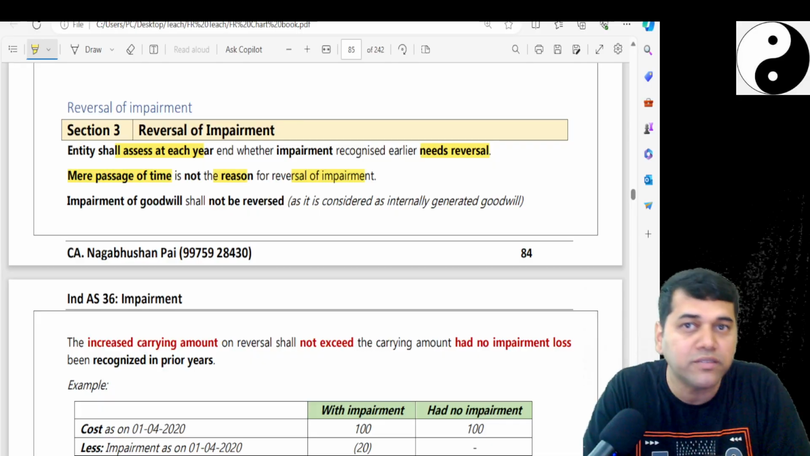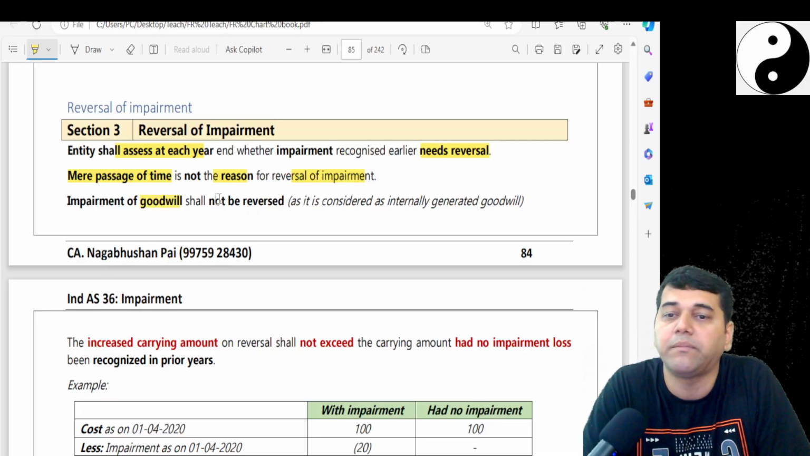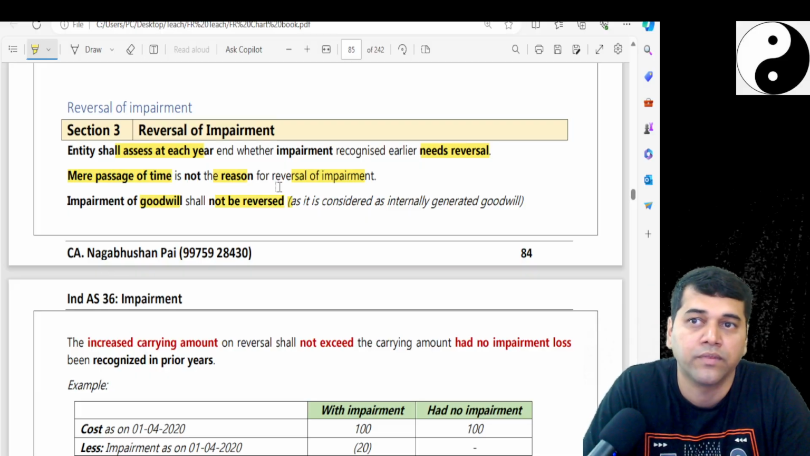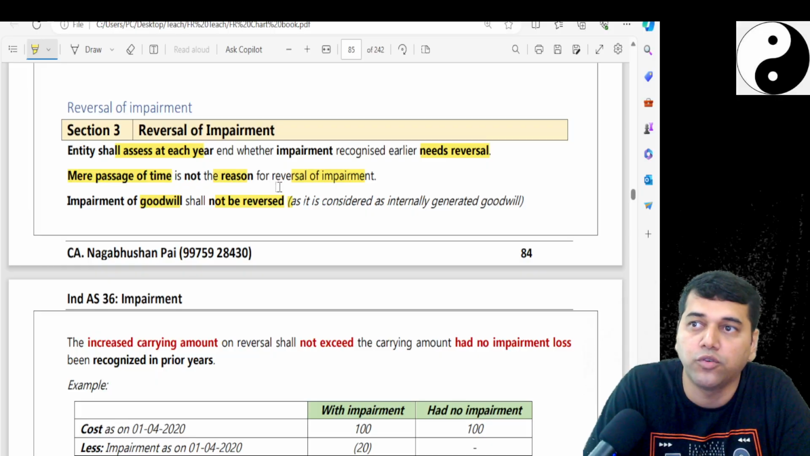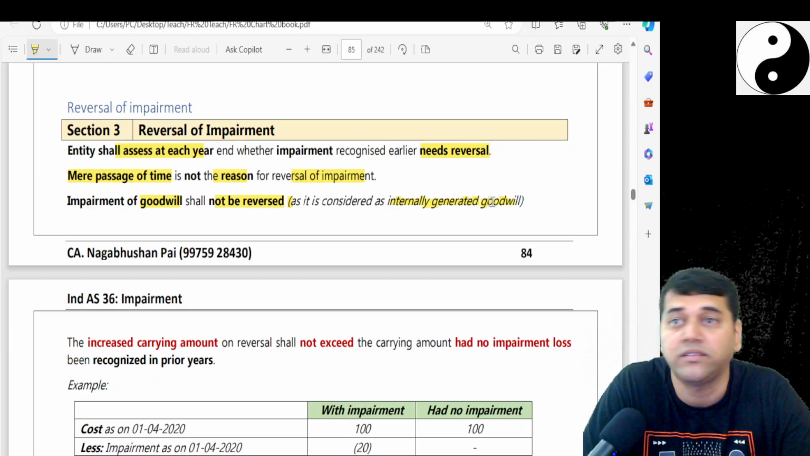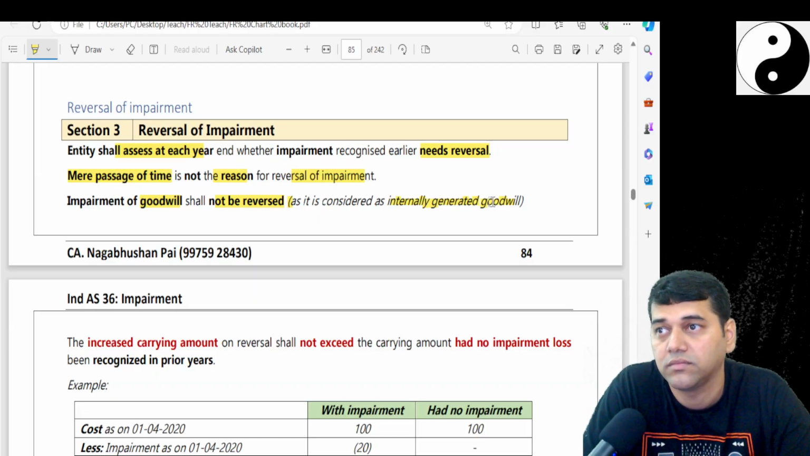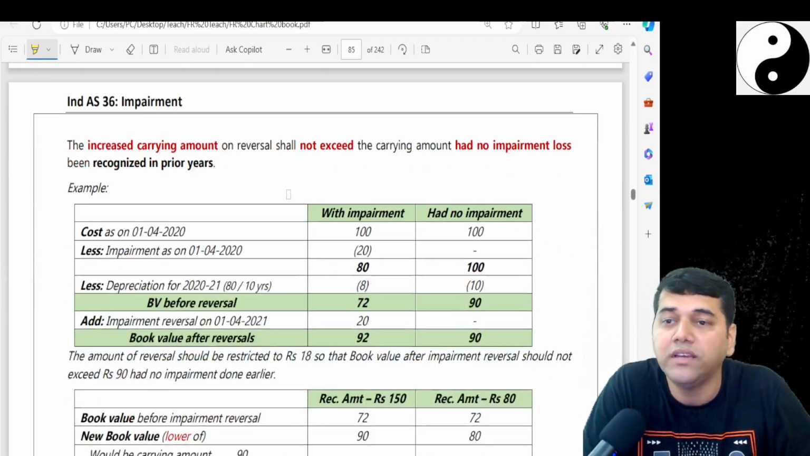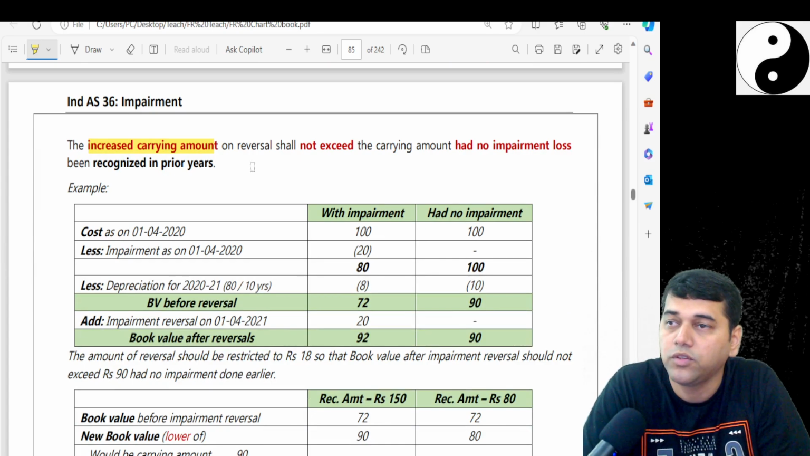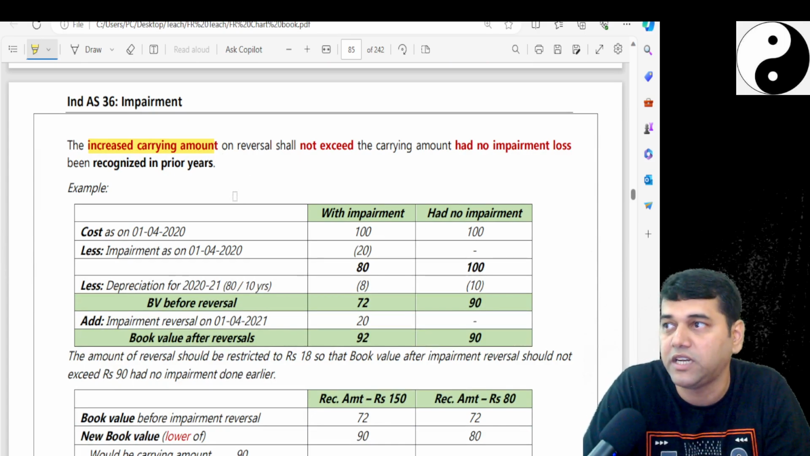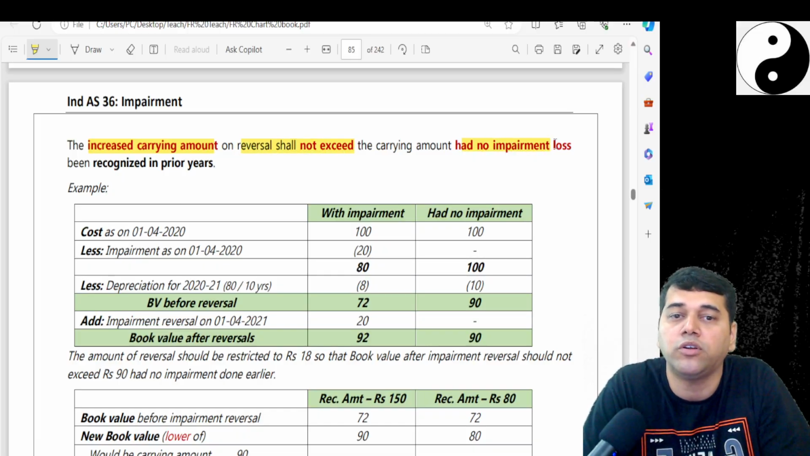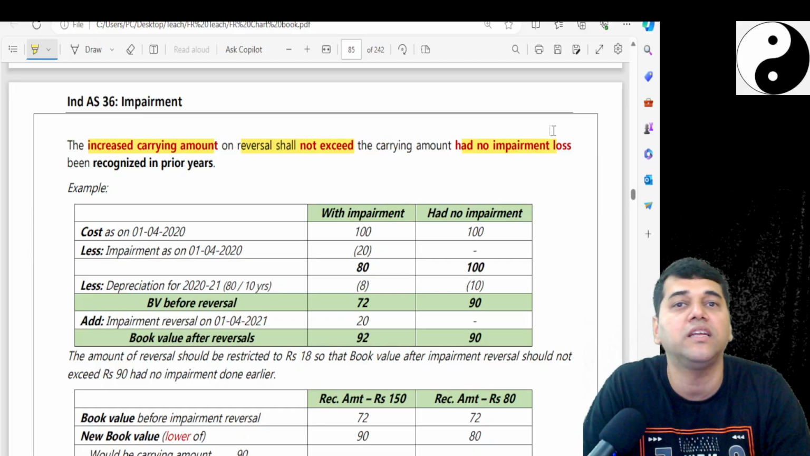However, when you reverse the impairment, goodwill impairment cannot be reversed. So once goodwill is gone, it is gone forever. Why? Because if you reverse the impairment of the goodwill, it sounds like internally generated goodwill, which is prohibited by Ind AS 38. Now, when you increase the carrying amount, this is a speciality of reversal of impairment. The reversal shall not exceed the carrying amount had no impairment been recognized in the earlier year.